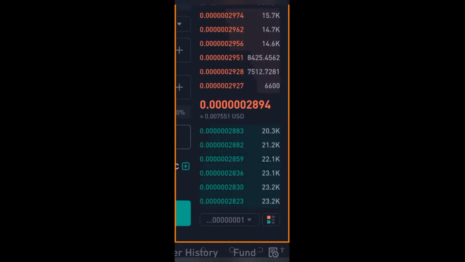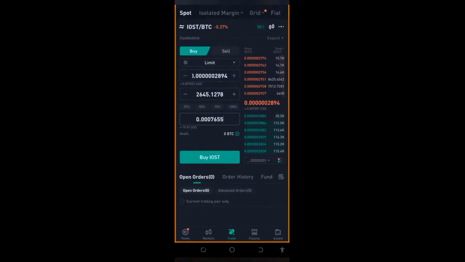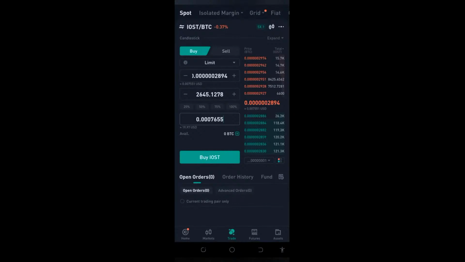We should be able to buy this, but look at the price. The price is 2927. So we're going to check. The price listed here is 2894. So if we have to buy at 2927, how much will that be? What we will get, don't forget, is 2645 pieces. If I click on that, I'm going to lose 30 pieces.